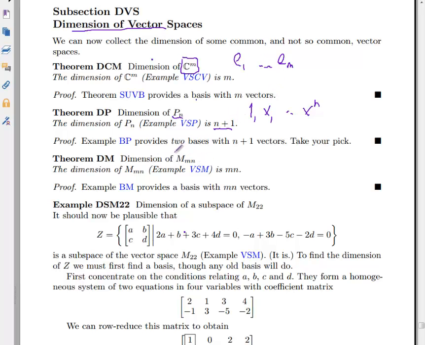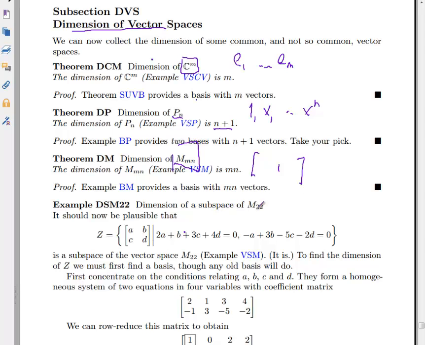Now the dimension of m by n matrices is mn. We found a basis of matrices in this case: all the matrices that have a 1 in one single entry. How many of them are there? Well, there are m rows and n columns, so we have mn possibilities for placing a single 1. So the dimension of Mmn is mn.